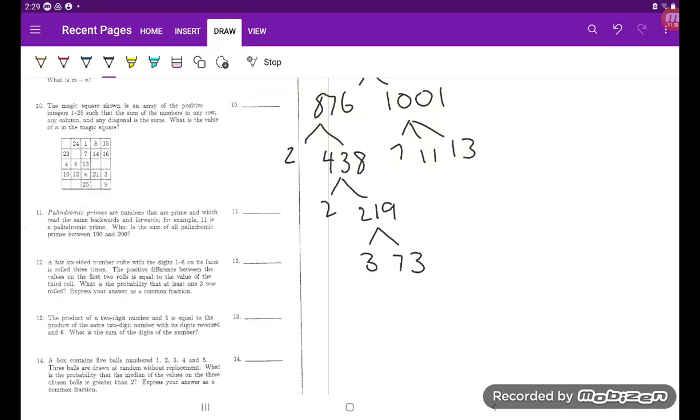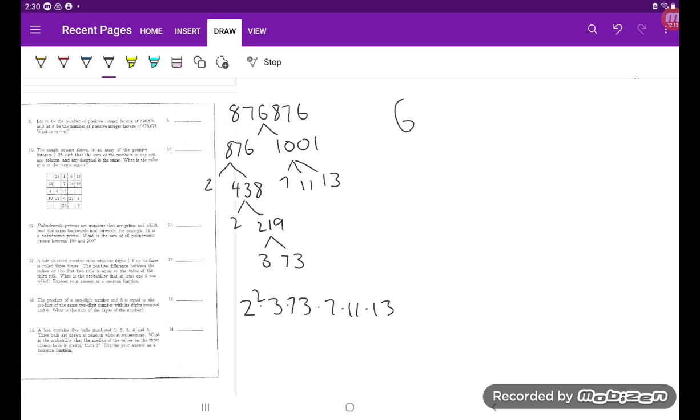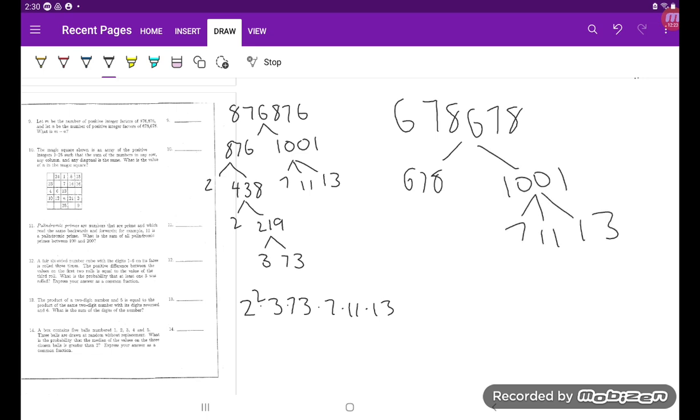So the prime factorization of this number is just 2 to the second power, right, times 3 times 73, and then times 7 times 11 times 13. That's the prime factorization. Now 678, 678. So using the same logic, you can get 678, and then 1001, which is just 7, 11, 13.